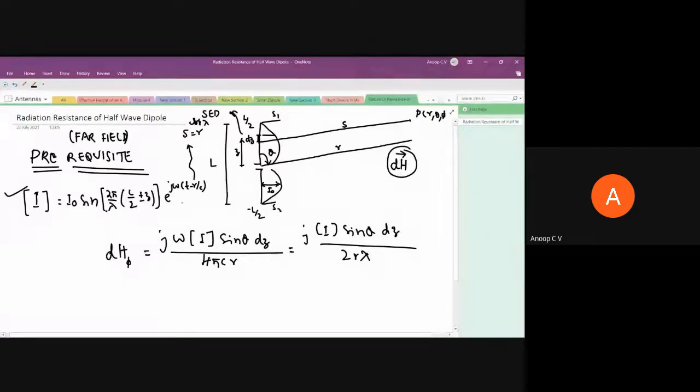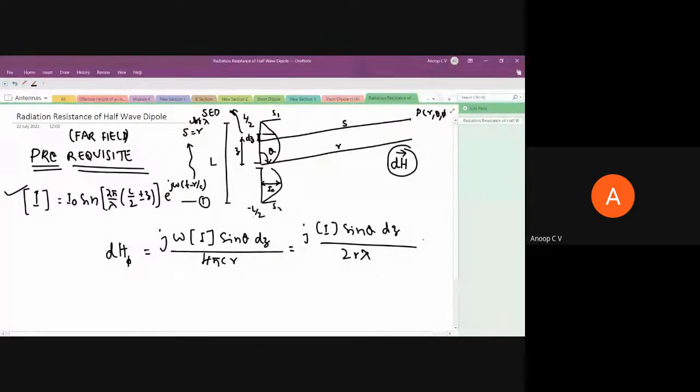So I'll call this equation number 1. This is equation number 2, right? So this is dH phi. Now I need to find the total magnetic field due to this thin linear antenna. For that, I should integrate this differential magnetic field over the length from minus L by 2 to plus L by 2. Why?